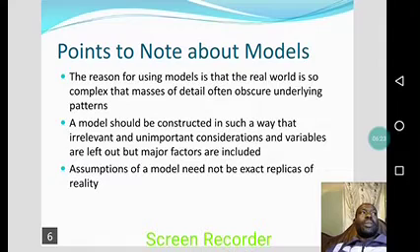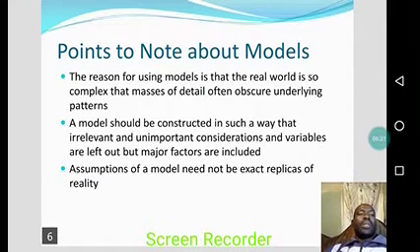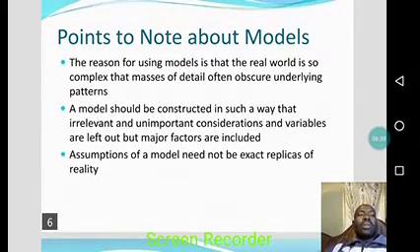Then you also need to know that the assumptions of a model do not need to be exact replicas of reality. So it can just be something that is sort of a proxy assumption that will help you to explain what is actually going on in the real world, and you don't need to go for an exact replica.